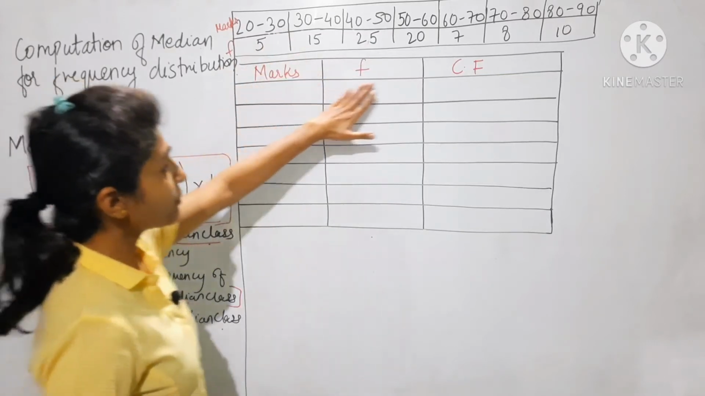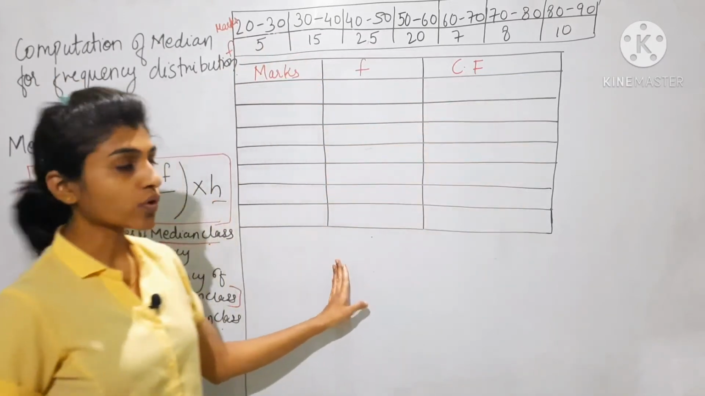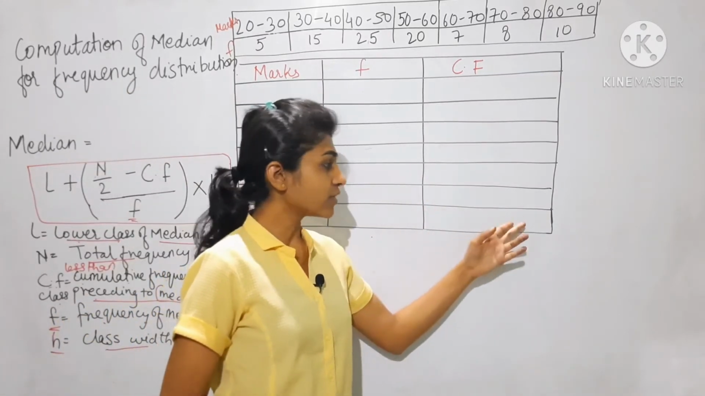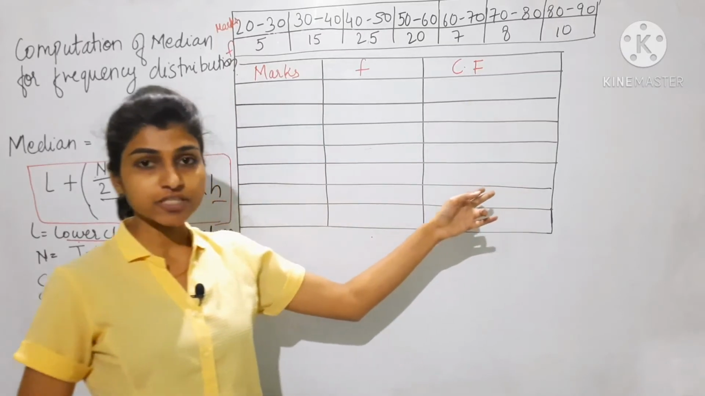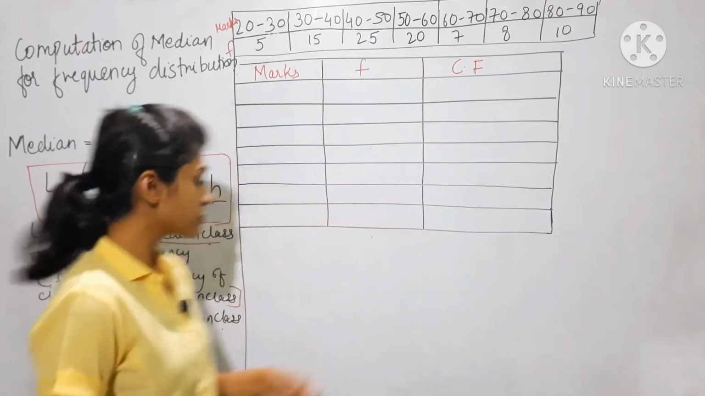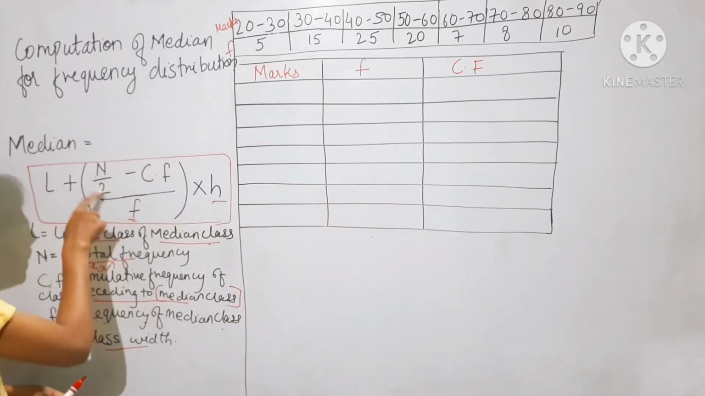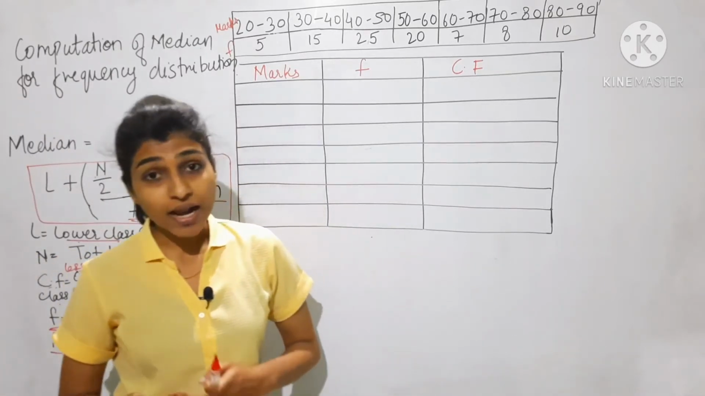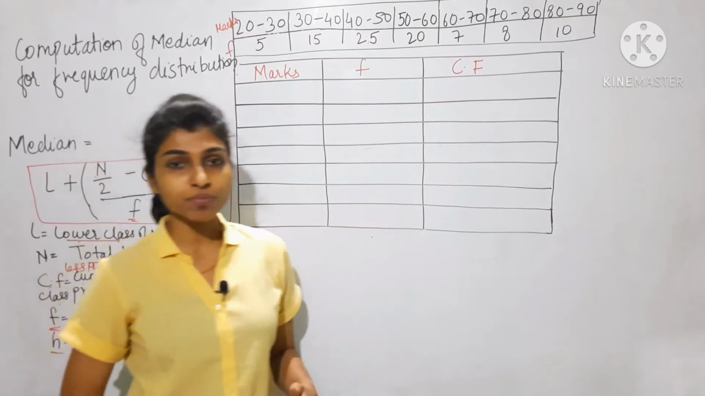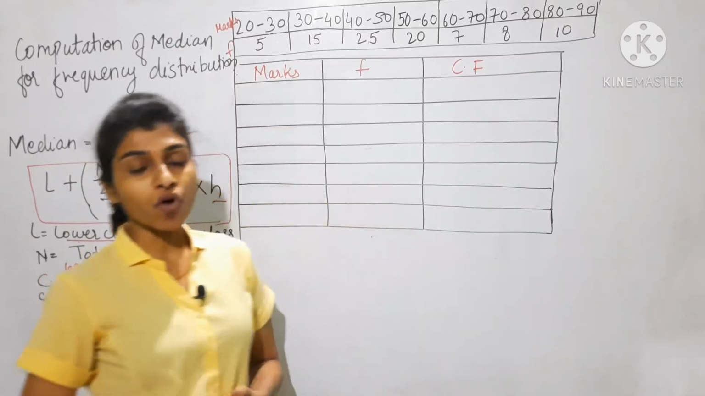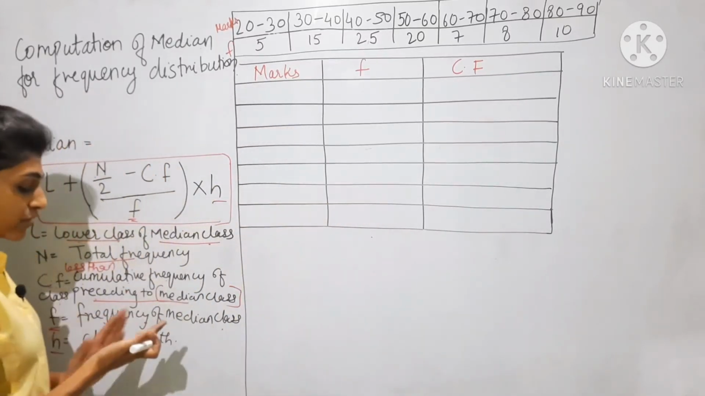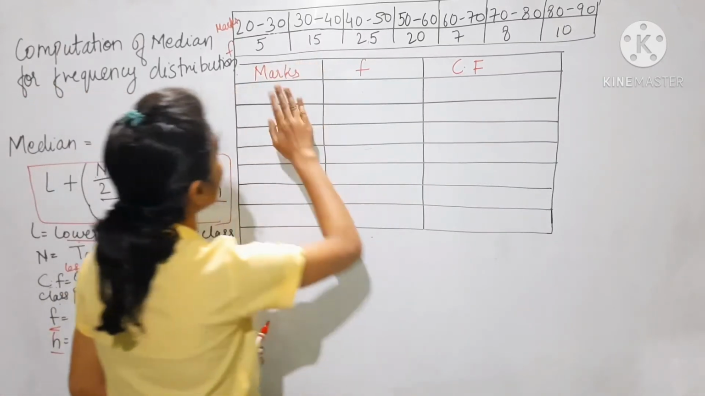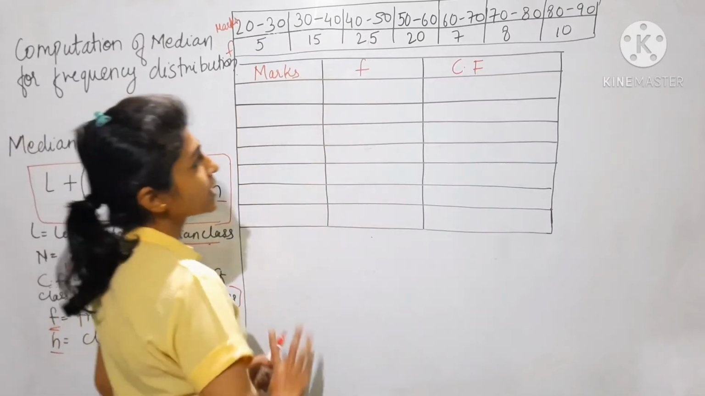Now prepare this table. Prepare the table and observe, then find the cumulative frequency, and then n is the total frequency, which we have to divide by 2. Then by n upon 2 we'll find the median class, and then we'll apply the formula and find the median for the frequency distribution. So this is the frequency distribution, and in this frequency distribution the classes are continuous.